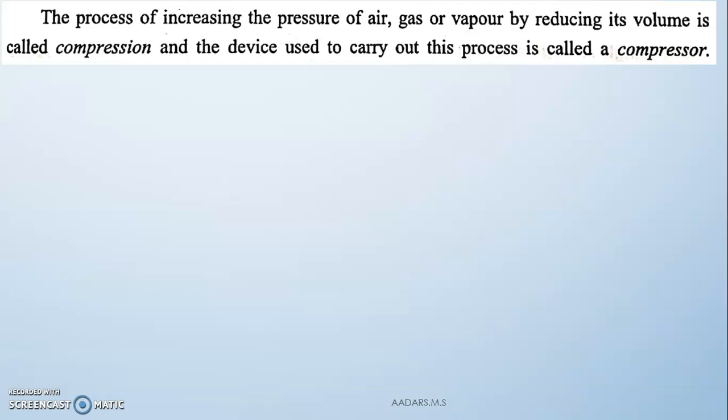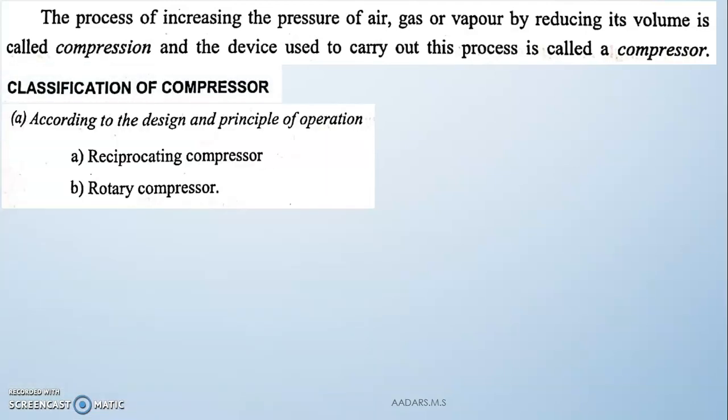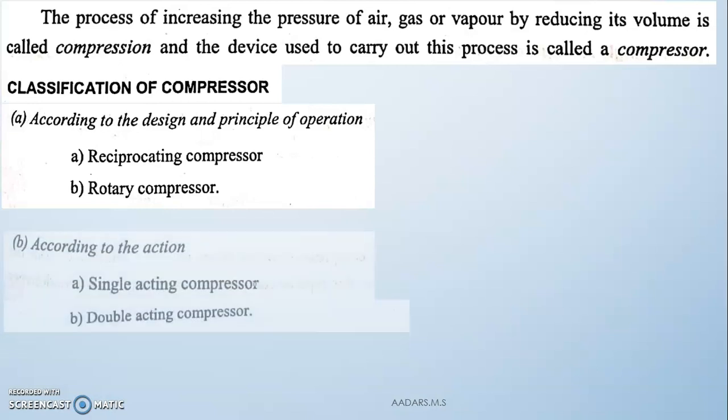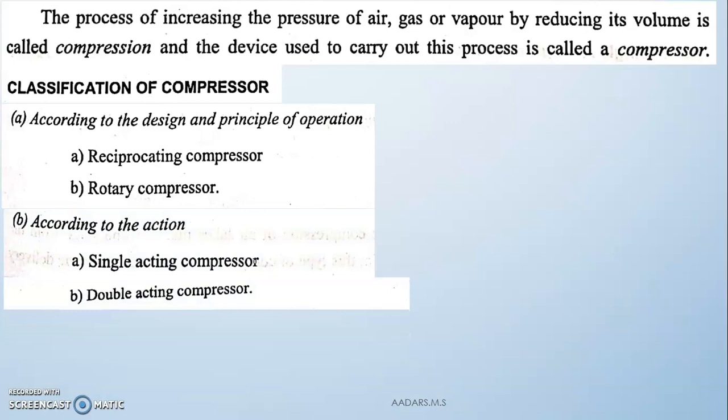So first we will study the different types of compressors available. The first one is the classification of compressors based on the principle of operation. We have reciprocating and rotary compressors. In the fifth module we will be dealing with the reciprocating compressor, and in the sixth module with the rotary compressor. The second classification is based on the action, single acting and double acting, which we already discussed while studying the reciprocating pump. If we are dealing with only one side of the piston, we call it a single acting compressor. If we are dealing with the fluid on the two sides of the piston, we call it a double acting compressor.